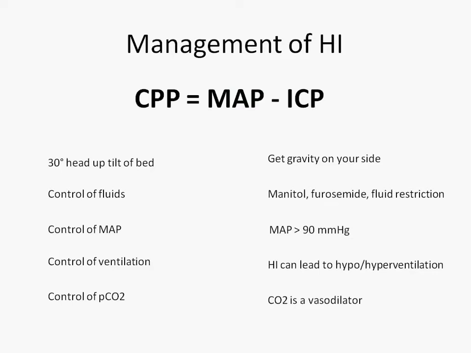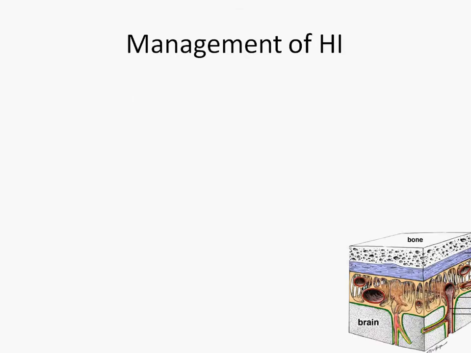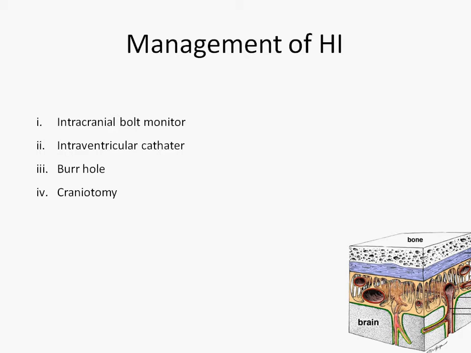In the old days, people were ventilated and were purposefully made tachypneic so that they would get rid of their CO2, so that they would become hypocapnic, but now we just aim for normocapnia, a normal PCO2. There's a few other things that can be done. These will be done in specialist centres.